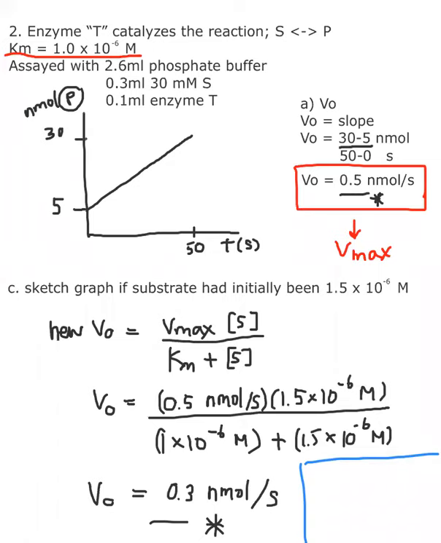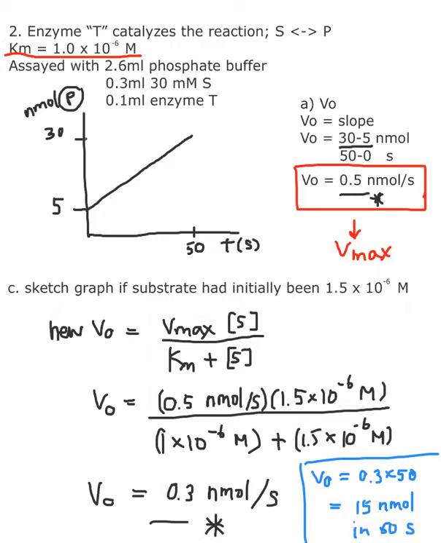So V0 would mean 0.3 times 50, and this would be equal to 15 nanomole in 50 seconds, correct?